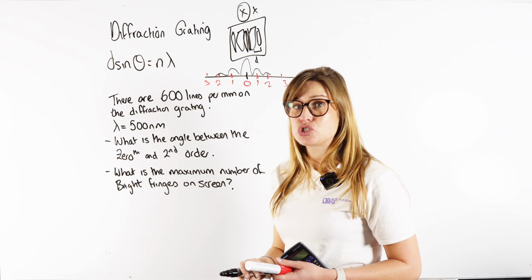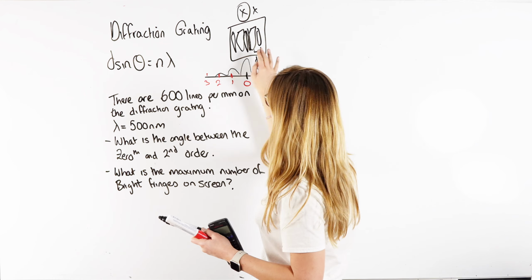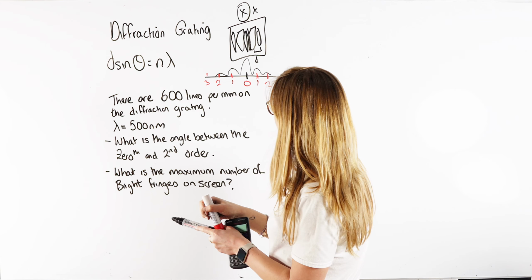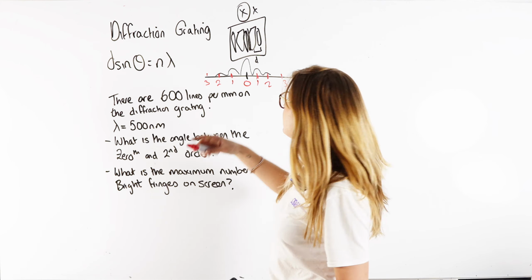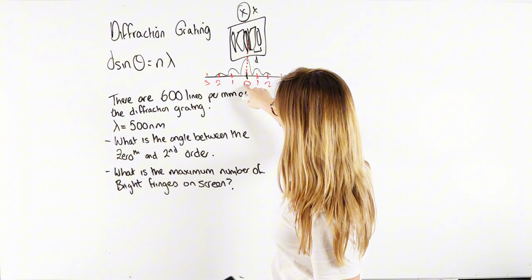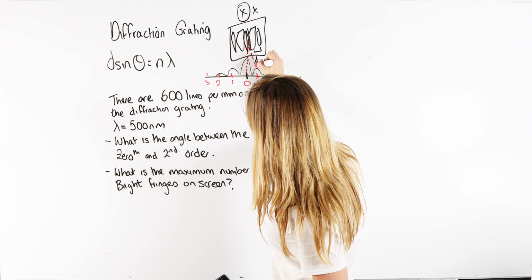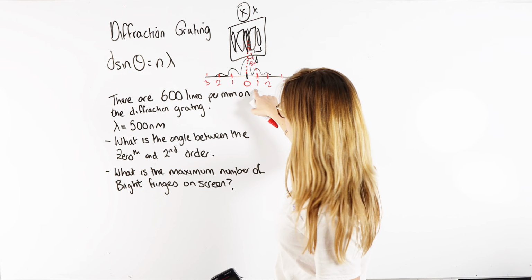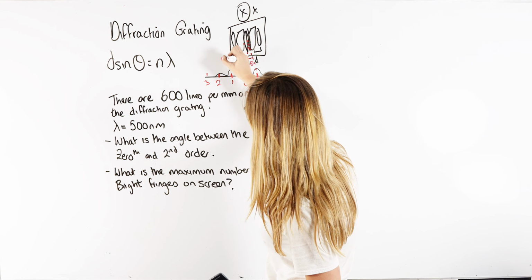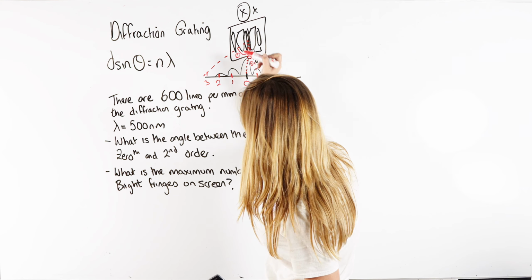Okay, so again, d is the separation between the slits. Sine theta then, what that represents is the angle between the 0 order. So we do a dotted line from our diffraction grating to the 0 order. Sine theta is the angle between it and order 1, or it could be the angle between order 0 and order 3. That's that angle theta there.